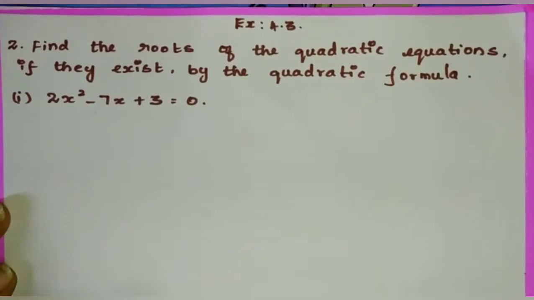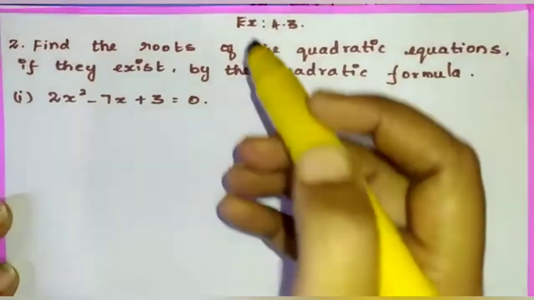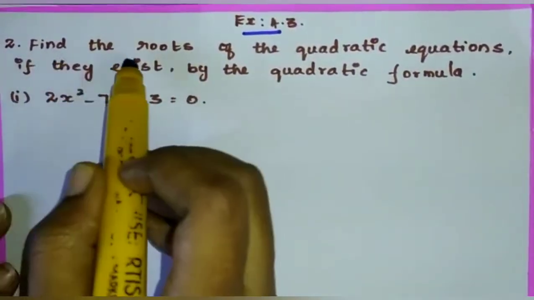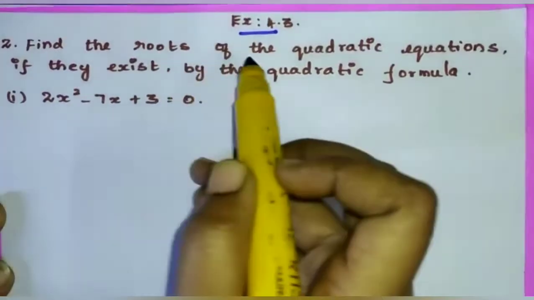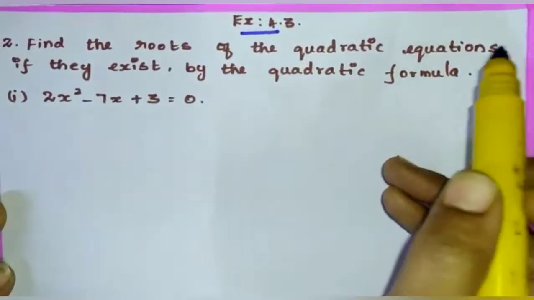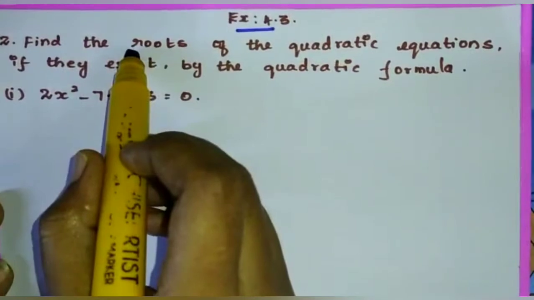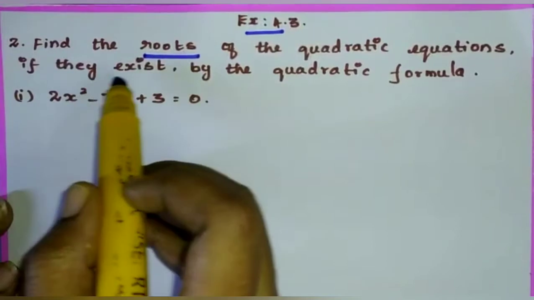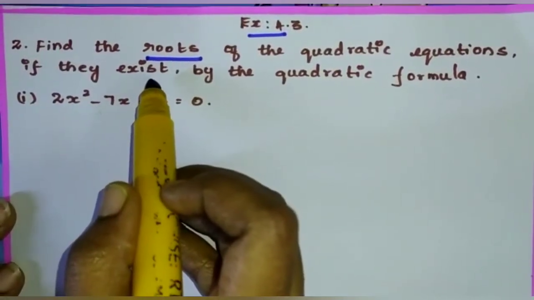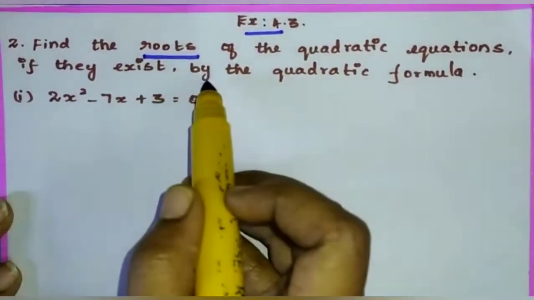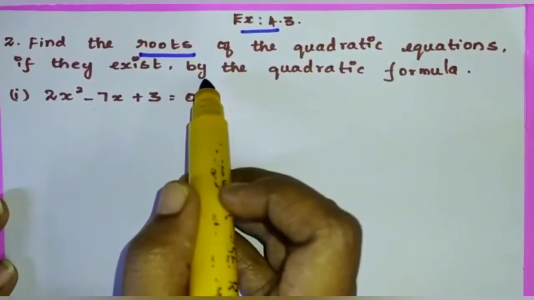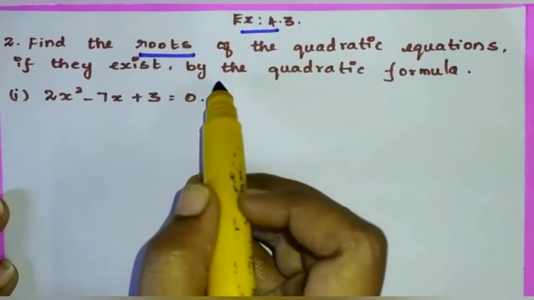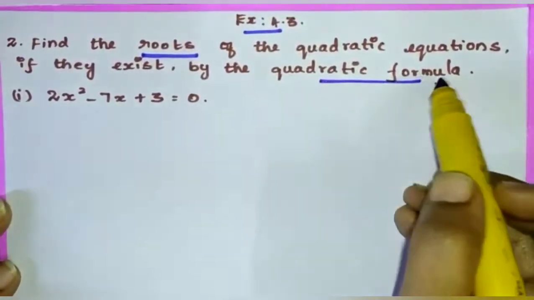Namaste students. In this video, I am going to explain exercise 4.3 second problem. Find the roots of the quadratic equation. For the given equation, you have to find the nature of the roots first. If the roots exist, then we have to find the value of the roots, that is the value of x, by the quadratic formula.